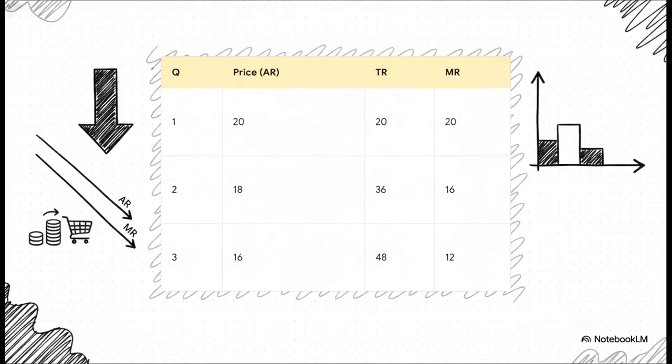But under imperfect competition, like a monopoly for instance, the whole dynamic completely shifts. To sell more products, you literally have to drop the price. Because you have to lower the price on all your units just to sell one extra unit, your marginal revenue actually ends up falling twice as fast as your average revenue. It's a tough reality to navigate.